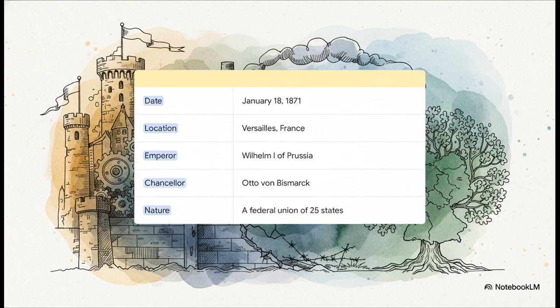And the final power move, the ultimate flex, was where they announced this. The German Empire wasn't proclaimed in Berlin. No, it was declared in the Hall of Mirrors at the Palace of Versailles, the historic heart of French royal power, while Prussian cannons were still shelling Paris. It was a deliberate humiliation of their oldest enemy and the birth announcement for a powerful, ambitious new nation right in the middle of Europe.